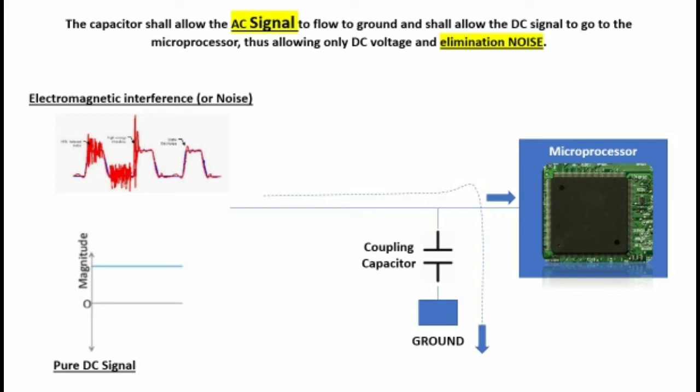The electromagnetic noise which is coming in will go through the coupling capacitor to ground, and pure DC would only be passed to the processor. Please try to understand that DC has no frequency or very low frequency, so the impedance would be very high, and similarly if the AC frequency is high, the impedance would be low, because they are inversely proportional. So this helps in eliminating the noise type of signal. Please try to understand this concept and how it is used.